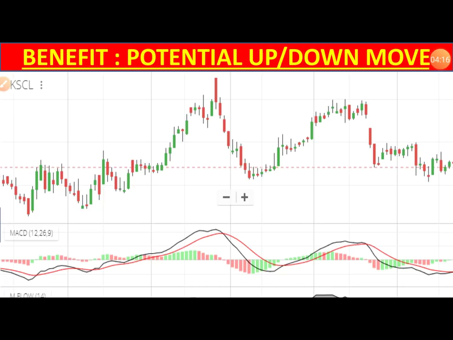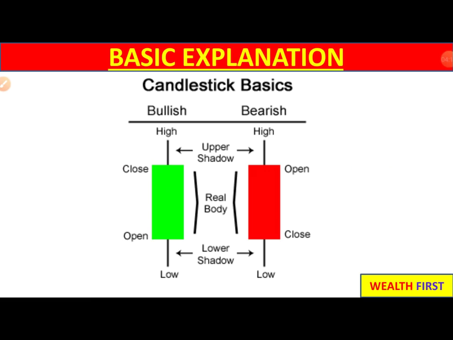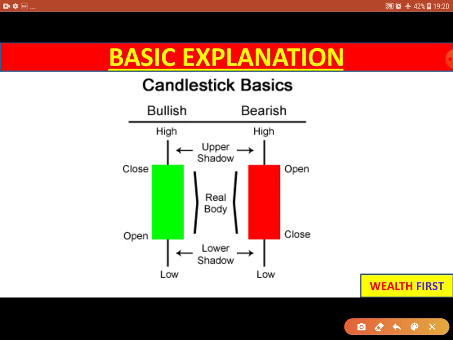Since I promised you that I'll be telling you everything from the basics, my responsibility is to tell each and every beginner who is watching this video completely. I'll make sure that by the end of this video you are threadbare clear on each and everything. Friends, first of all, there are two kinds of candlesticks: one is the bullish candle and one is the bearish candle. Do not forget to know the basics.